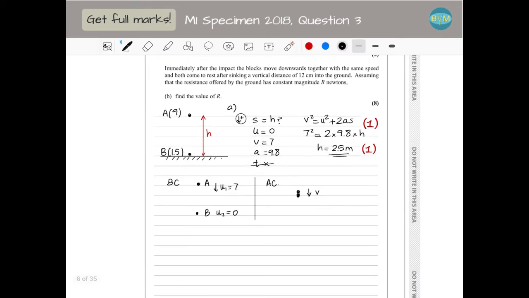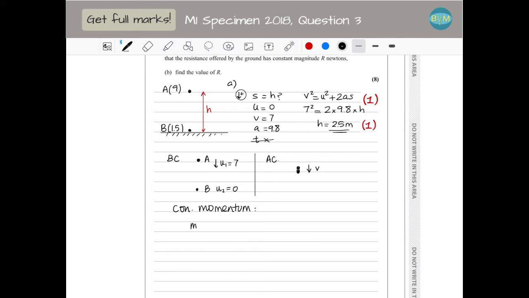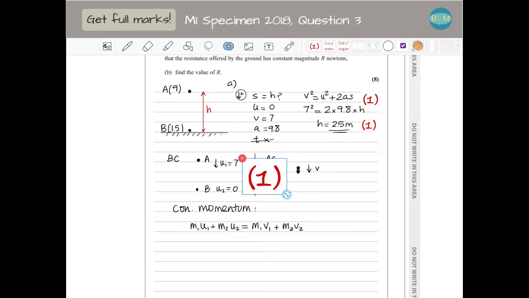And it's a collision, so we can use conservation of momentum. So conservation of momentum means that M1 U1 plus M2 U2, momentum before collision, is going to be momentum after collision. And this is your next mark, or the first mark of this section, the correct method. Don't write only the equation, I would just mention conservation of momentum because it's just one line.